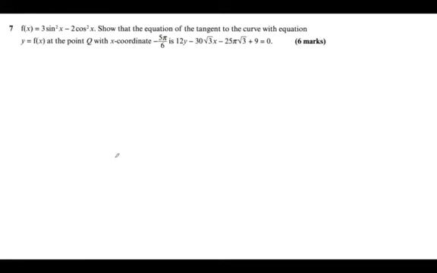If f of x equals 3 sine squared x minus 2 cos squared x, show that the equation of the tangent to the curve with equation y equals f of x at the point Q, which has x coordinate minus 5 pi over 6, is 12y minus 30 root 3 x plus 25 pi root 3 plus 9 equals 0.